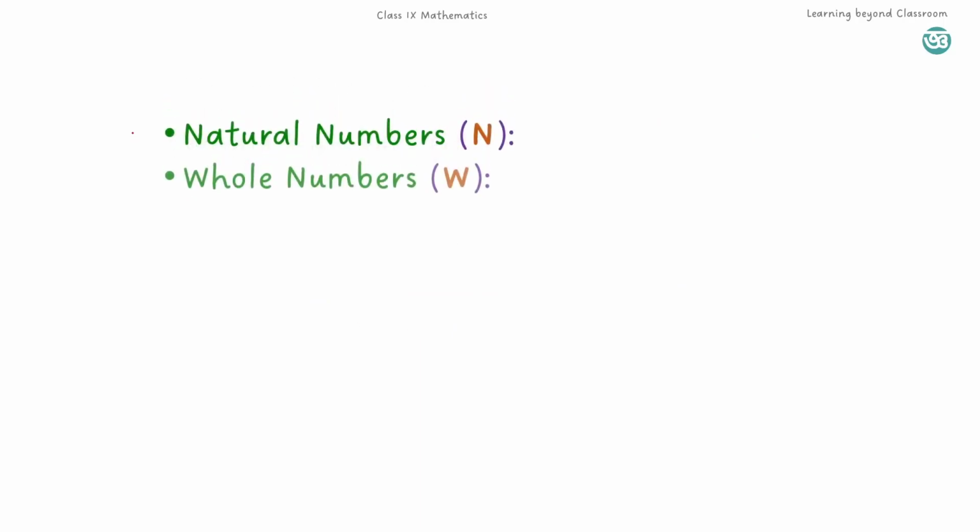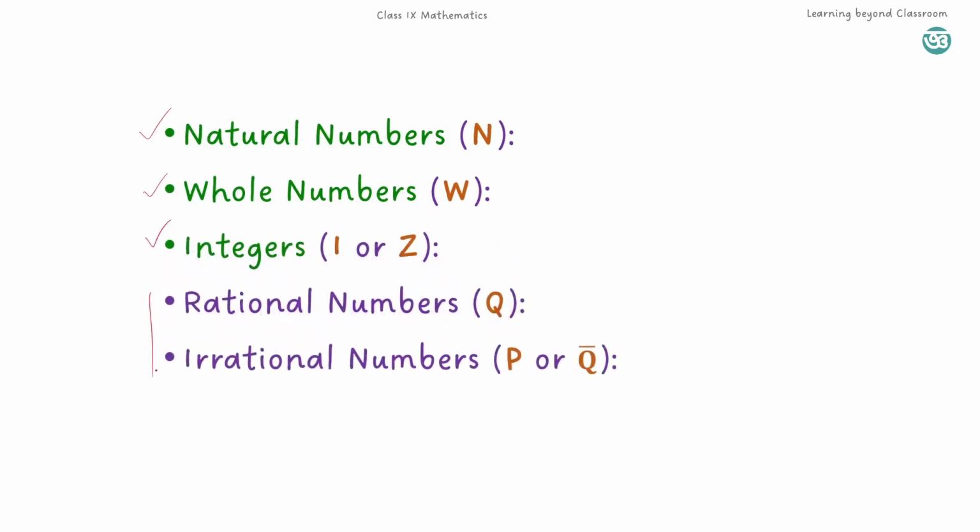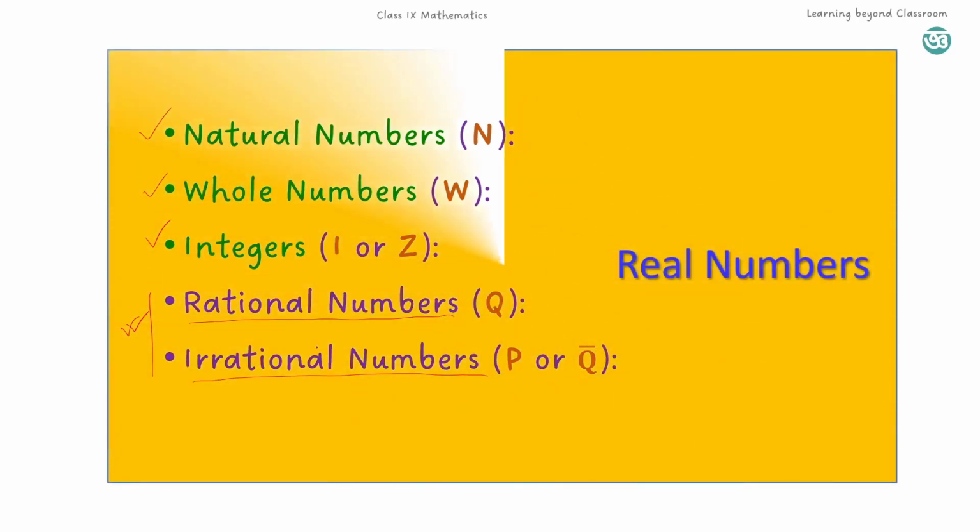In the previous classes, we have already studied natural numbers, whole numbers, and integers. And in this series, we'll discuss thoroughly rational numbers and irrational numbers. All these numbers come under real numbers. So natural numbers are real, all whole numbers are also real numbers, and even the irrational numbers are also real numbers.